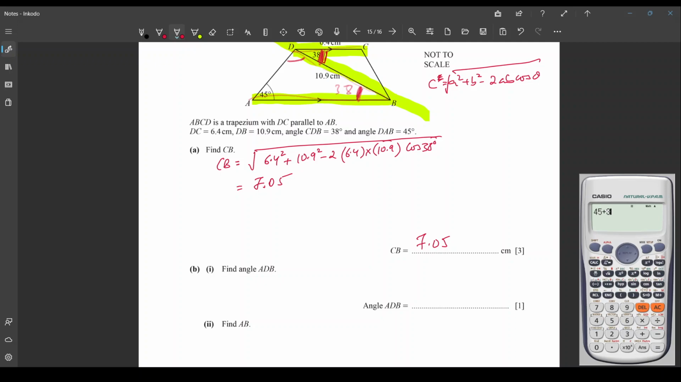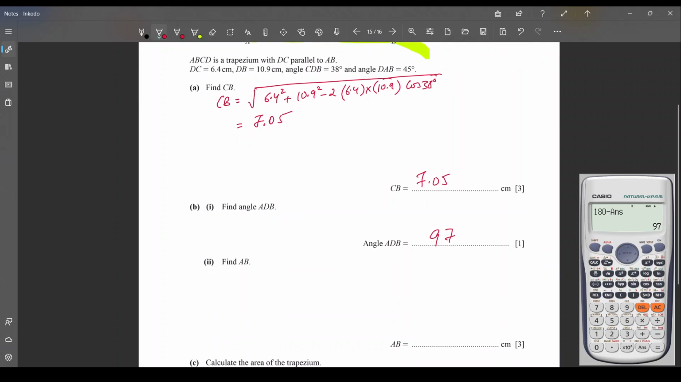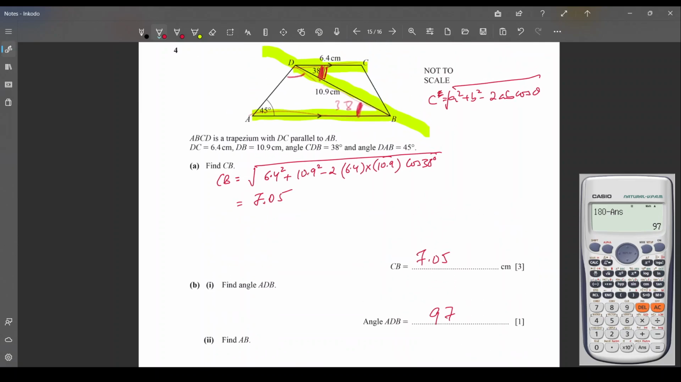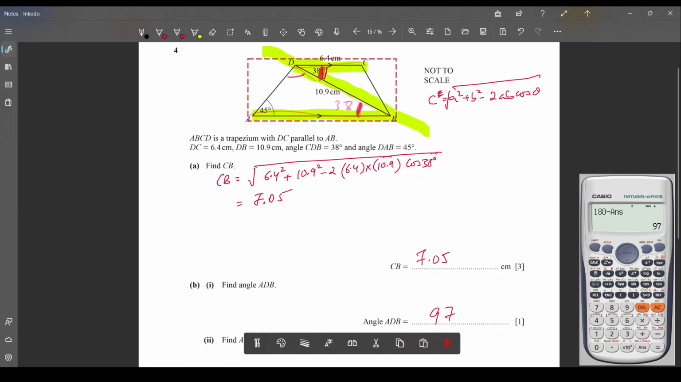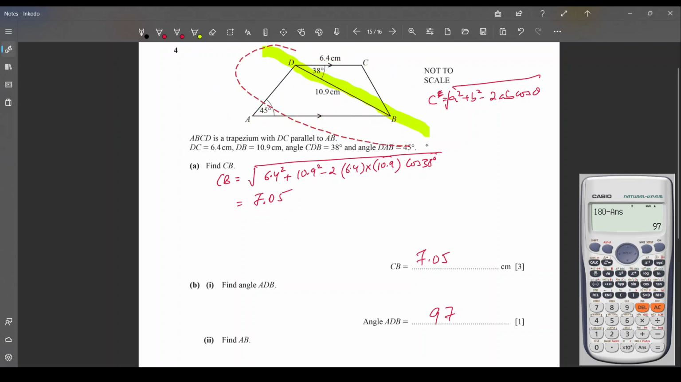plus 38, 180 minus the answer, so that is 97. So ADB is 97. So find AB. So let me erase all the things. So find the length AB.